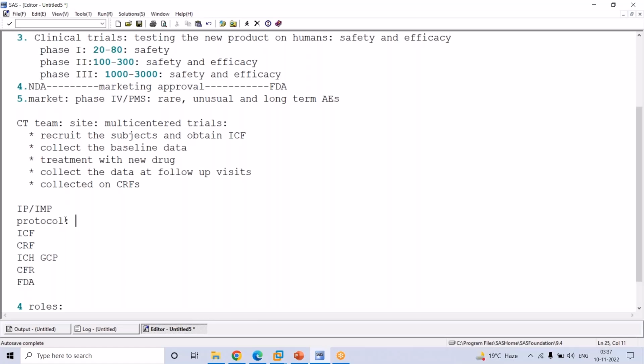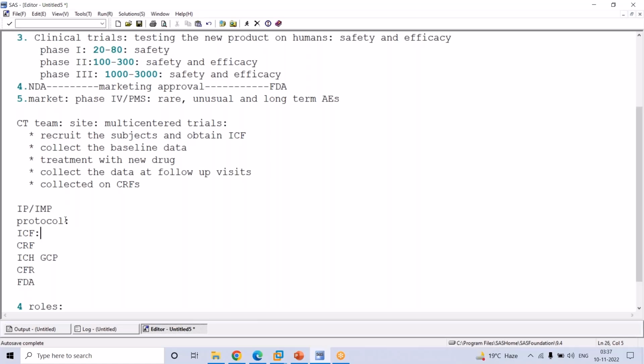Protocol is a set of rules, procedures, and methodologies based on which your entire clinical trial will be done. In short, we can call it the roadmap to conduct the clinical studies. During clinical studies, everything should be as per the protocol. Okay.